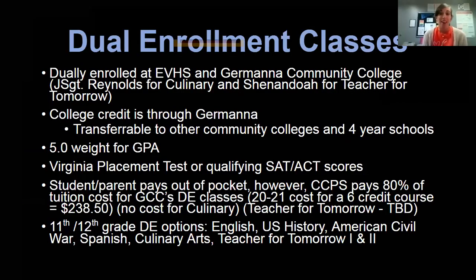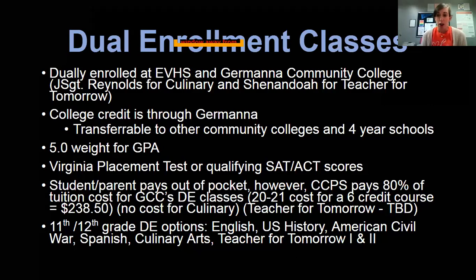Okay, next one. So, some different levels of classes that we have. Dual enrollment classes are classes through which you can get college credit. This means you're dually enrolled at Eastern View and at Germanna, or sometimes a different community college for a specific program you're in. For example, if you take a dual enrollment culinary arts class, that's through J. Sargent Reynolds Community College. If you take dual enrollment Teachers for Tomorrow, that's through Shenandoah. So it's going to vary, but most of our academic classes will be done through Germanna.